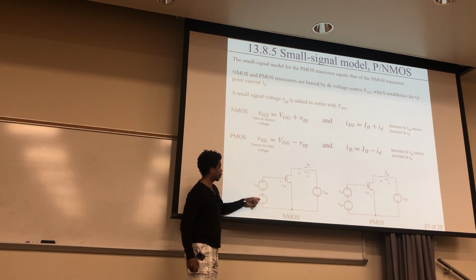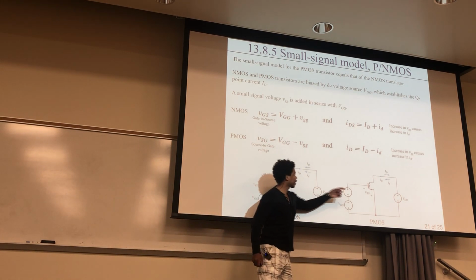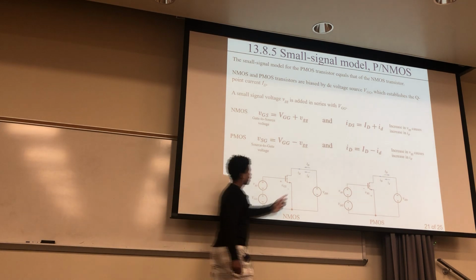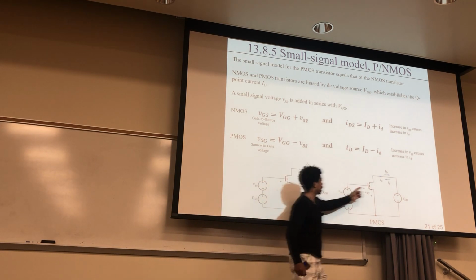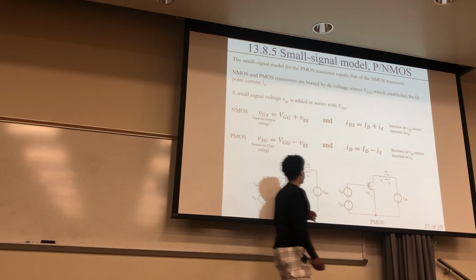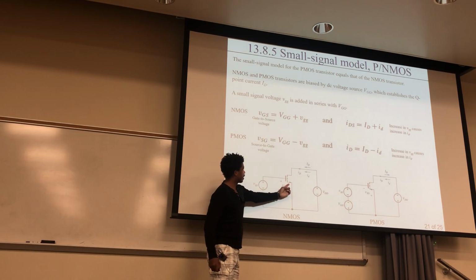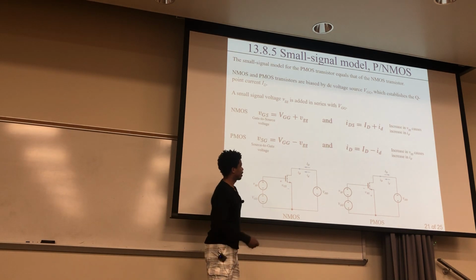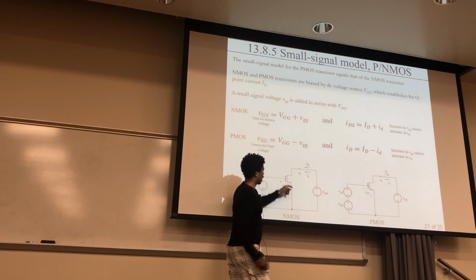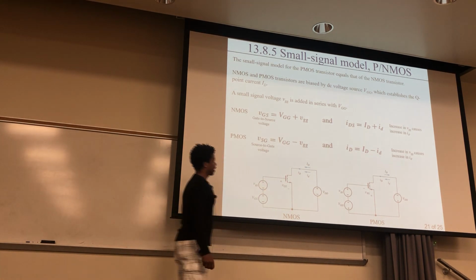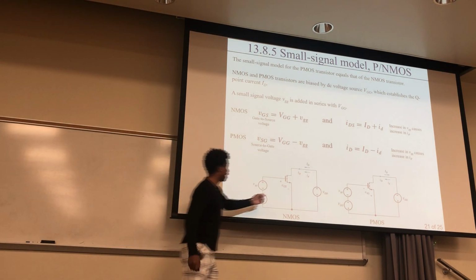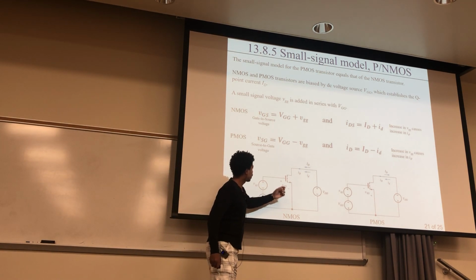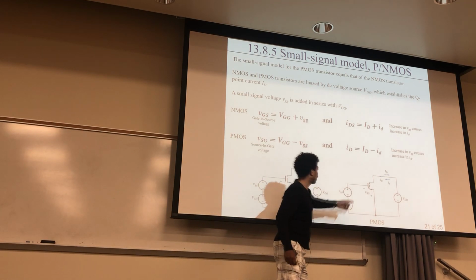But for small signal analysis, what you're really concerned about is this, not the bias. You're also concerned about ID. So even though this current right here is very different than over here, like this is going out and this is going in, and this is the gate to source, here it's the source to gate.